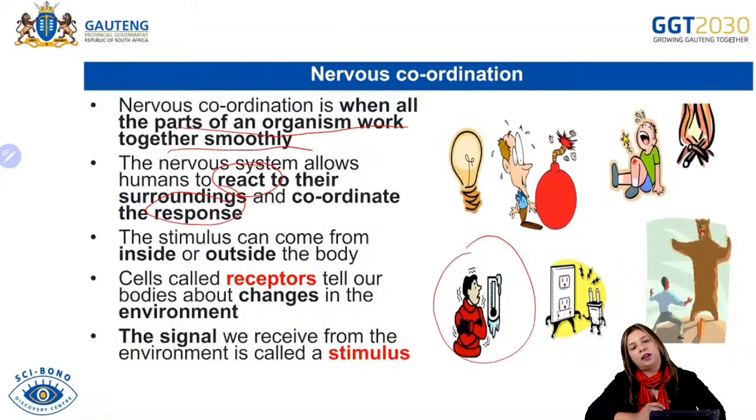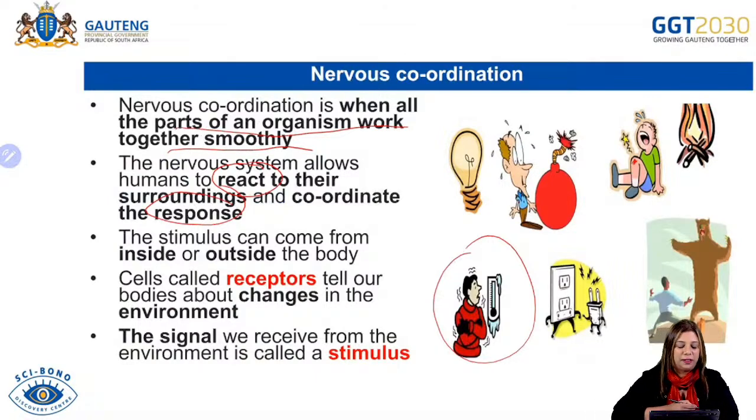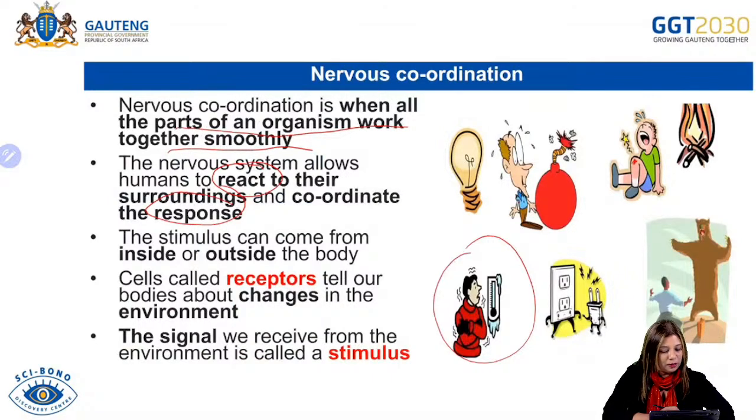And the same thing when it's hot. If you're feeling hot, you'll put the fan on, you will take off maybe a few layers of clothing so you can feel cooler. So that is how our nervous system allows humans to react to their surroundings and coordinate the response. You must remember that when you are writing your paper, it's 1 minute, 1 mark. So you need to make sure that you know your content, so when you come to the questions, you will be able to answer them. You must be able to identify these diagrams. You must be able to say what is going on in these diagrams.